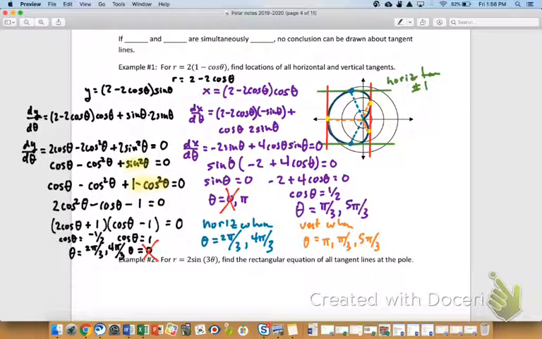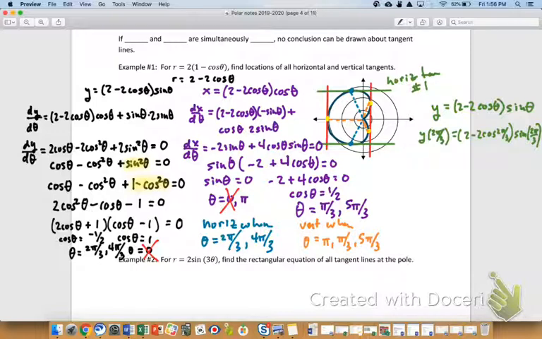So let's try it. y equals r times sine theta, where r was 2 minus 2 cosine theta. If I want to know the y coordinate at that horizontal tangent line, I need to plug in what angle? So 2 pi over 3. That gets me pointed up there at that top horizontal tangent line. So y of 2 pi over 3 equals 2 minus 2 cosine of 2 pi over 3 times sine of 2 pi over 3. And we're going to find out just how accurate my picture was or wasn't.